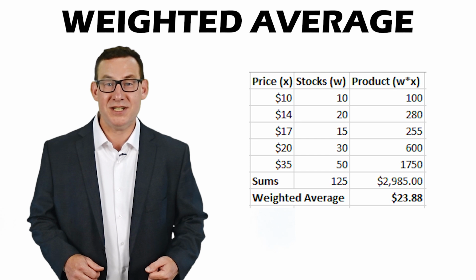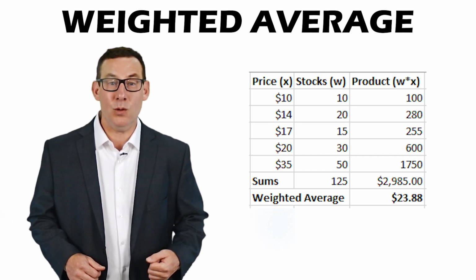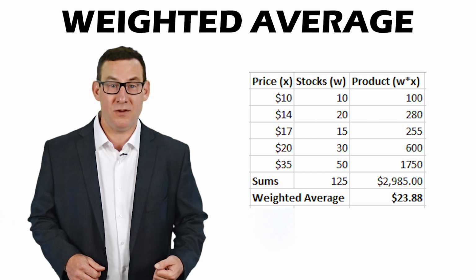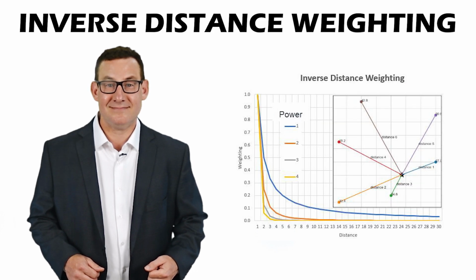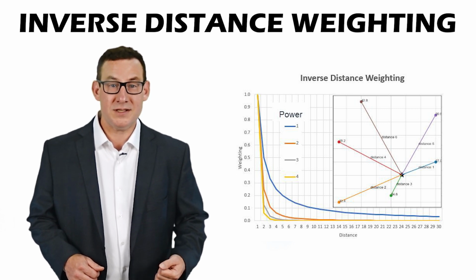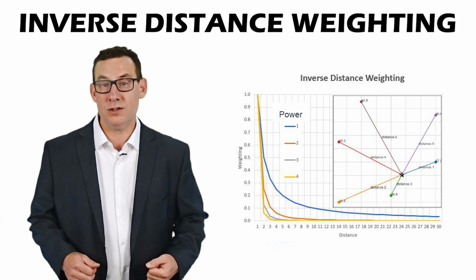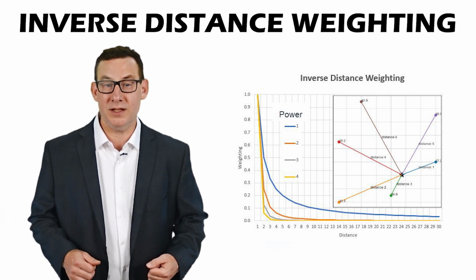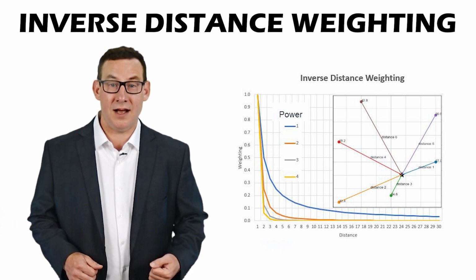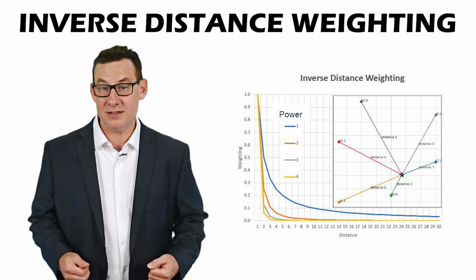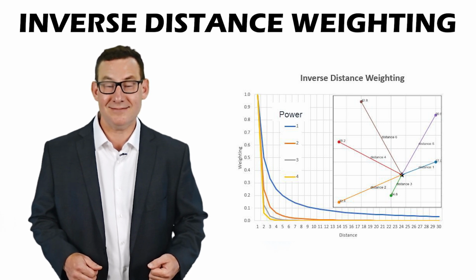A weighted average. A weighted average is when some members of a population are counted more heavily than others. Inverse distance weighting. Using inverse distance weighting, weights are proportional to the inverse of the distance between locations. Closer locations are assigned more influence than further locations when using inverse distance weighting.